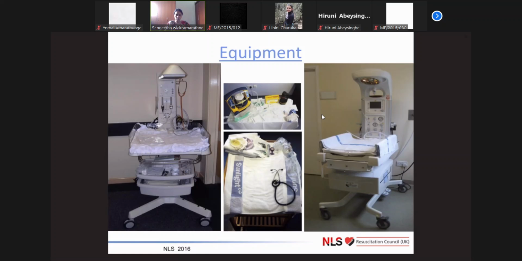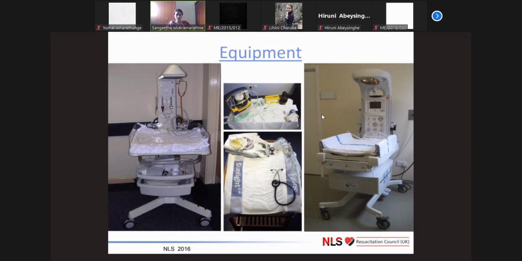And then you should have 3 sizes of mask. So maybe 0, 1 and 00. Depending on the very preterm babies, we might use 00, but for a moderate, marginal preterm one, you might use the 0, and 1 for a term baby, right? So 3 different sizes you have to have, because you don't know the size of the baby, right? Then your airway adjuncts, as she said, oropharyngeal airways, 3 different sizes usually we keep with us. And laryngeal mask airways as maybe a plan B, in case of failing ventilation we might need, right?